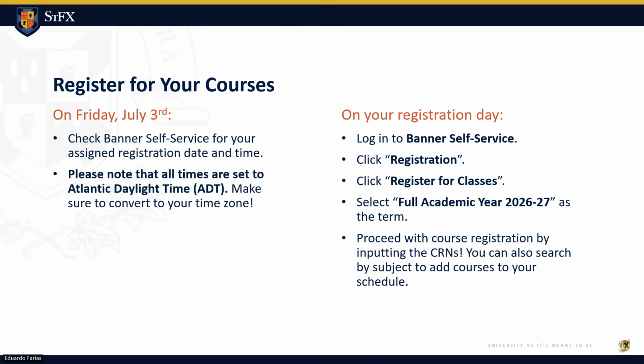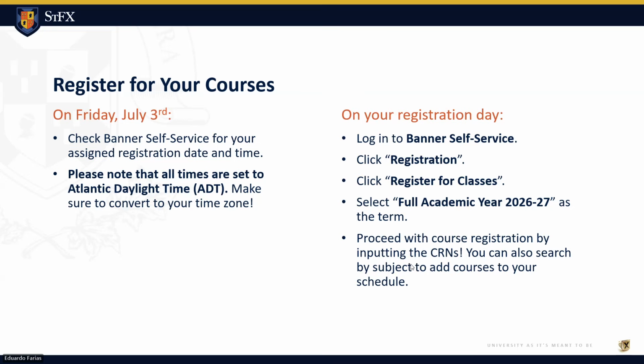On your registration date and time, you log on to Banner Self-Service, click registration, register for class, and make sure you're picking the full academic year, 2026, 2027, because our academic term is both terms, whereas once you get to spring and summer, we also offer courses, but they are 2 separate terms. So just make sure you're picking the full academic year. And then you're going to start putting in your CRNs, like Andrew mentioned earlier.